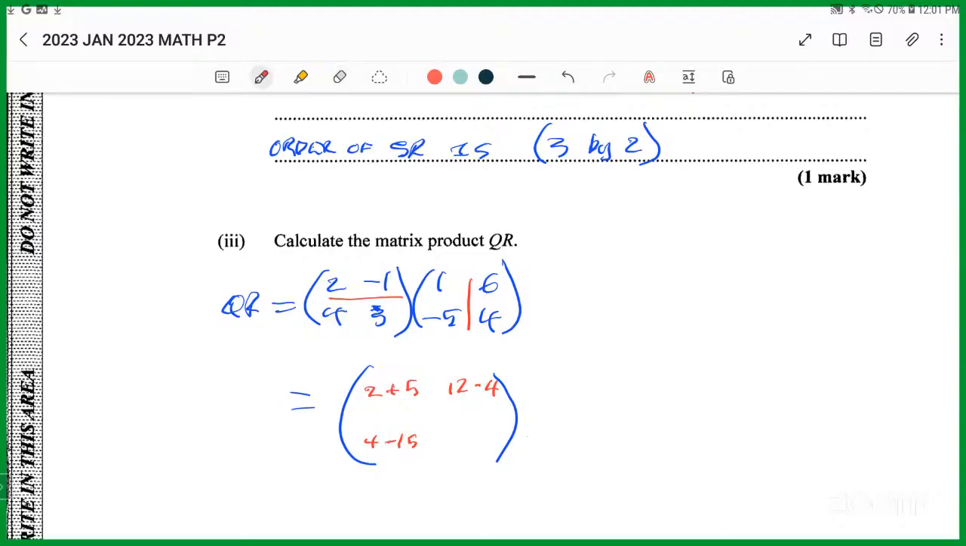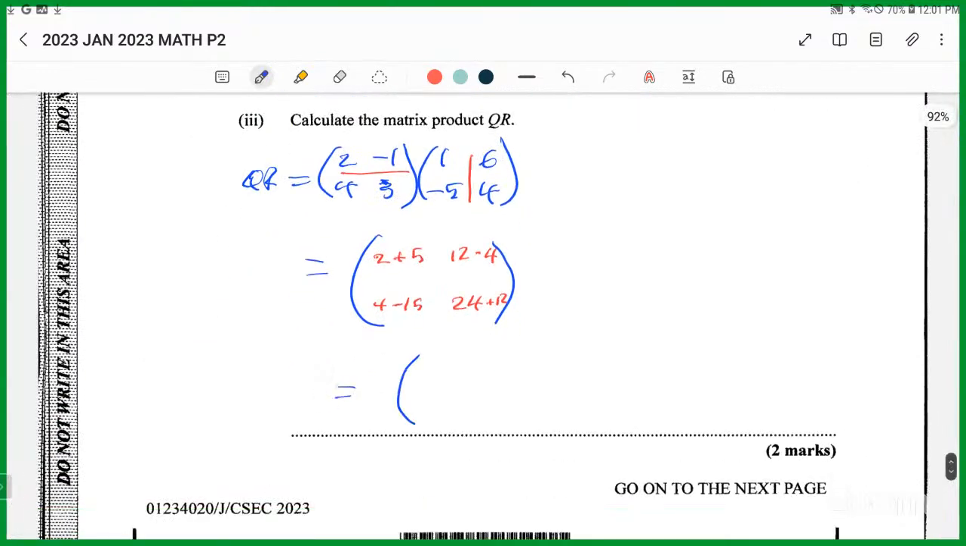Alright, so then some nice figures. 4 times 6 is 24. And 3 times 4 is 12. And we can write the final result for this one. It equals: this becomes 7, this becomes 8, this becomes negative 11, and this becomes 36. That's the answer.